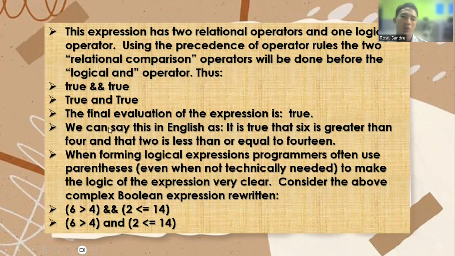True and true. Then the final evaluation of the expression is true. We can say this in English as: it is true that 6 is greater than 4 and that 2 is less than or equal to 14. When forming logical expressions, programmers often use parentheses even when not technically needed to make the logic of the expression very clear. Consider rewriting the above complex Boolean expression: 6 is greater than 4 and 2 is less than or equal to 14.